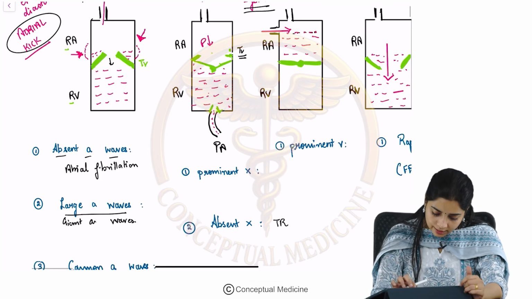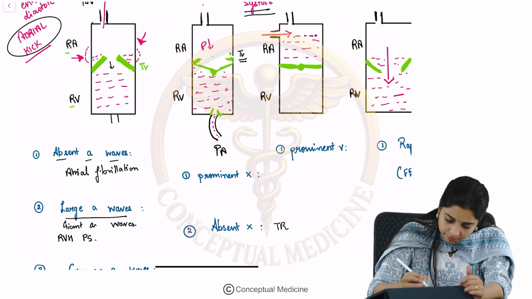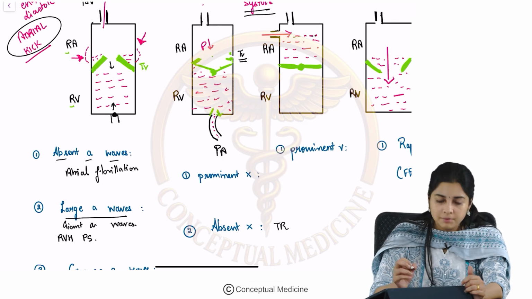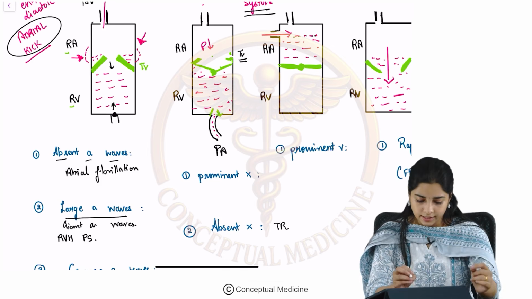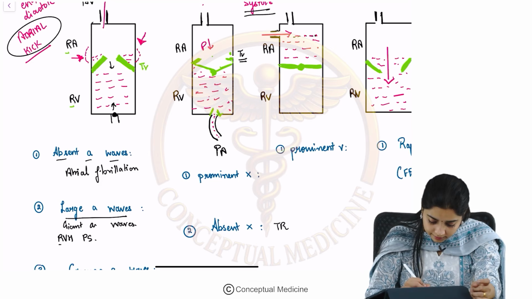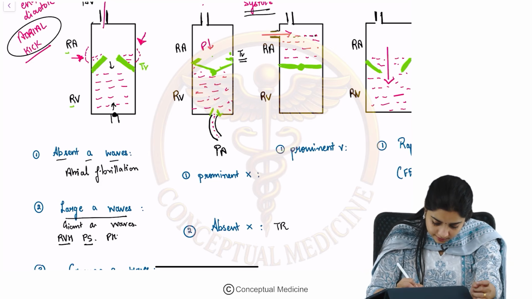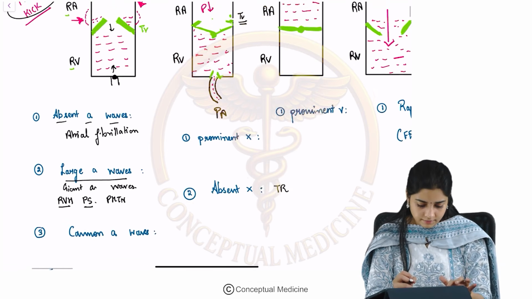So where do you get a high pressure in the RV? You can get it in right ventricular hypertrophy. You can get it in pulmonary stenosis because this is where the pulmonary valve is. If the pulmonary valve is stenosed, the pressure will again be back reflected into the RV and in the RA and then the giant A waves in the JVP. So we have the right ventricular hypertrophy, pulmonary stenosis, pulmonary hypertension. So these are the conditions where you can get a giant A wave.